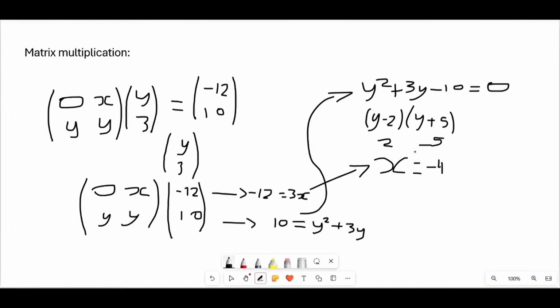So hopefully that's a demonstration of why to actually solve it instead of just eyeballing it. But with that, x equals minus 4 and y equals 2 and minus 5.